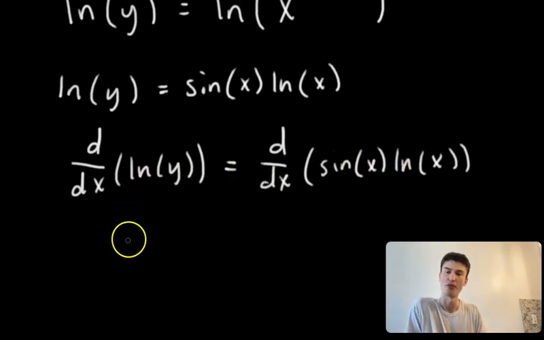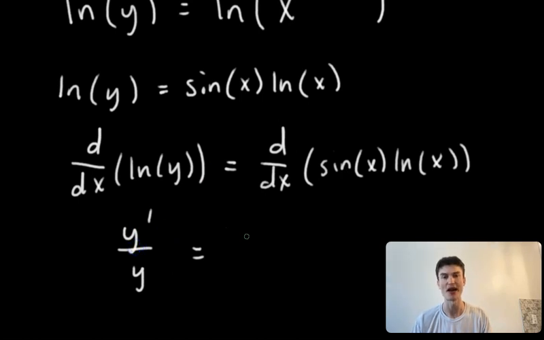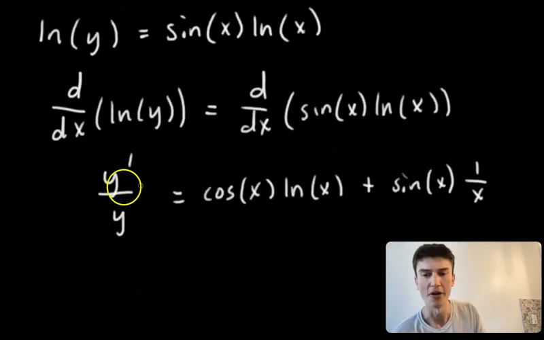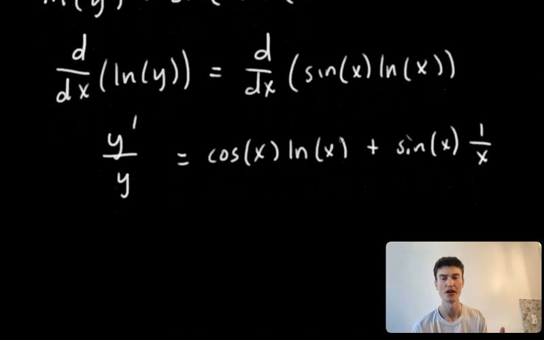On the left side, we have that the derivative with respect to x of ln y is just y prime over y. And on the right side, we have the product rule. So we just do the derivative of the left part times the right part left as it is, plus the left part left as it is times the derivative of the right part. Hopefully you're feeling good up until this point, because like I said, it's just regular derivative stuff with a couple extra steps at the beginning and the end.